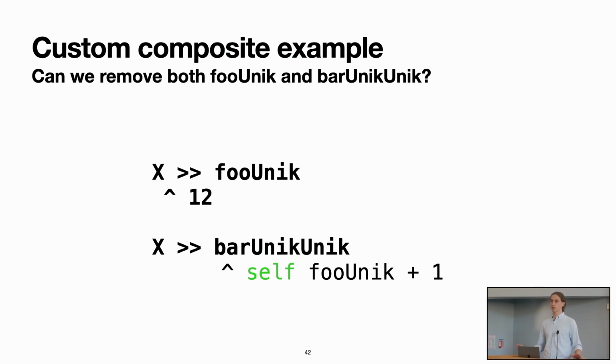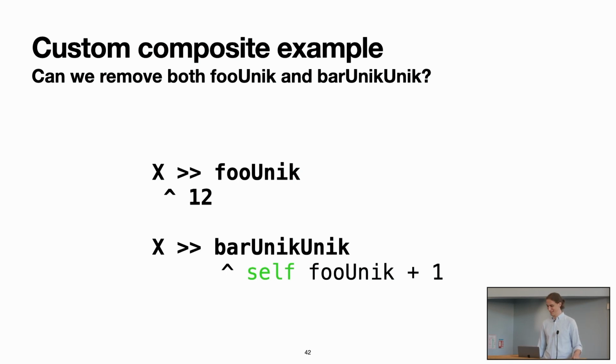So this is a question for you. We have foo unique and bar unique, and they don't have any other senders outside themselves. You can see foo only returns 12, and bar has a reference to foo and adds 1 to it. Do you think it's safe to remove these two? Yes, together, yeah? Do you think it's possible to do it in Faro? No? Yeah.